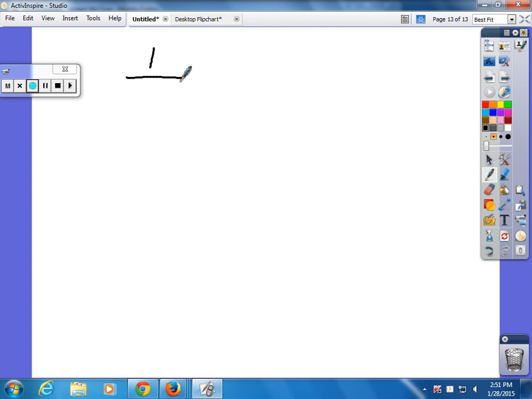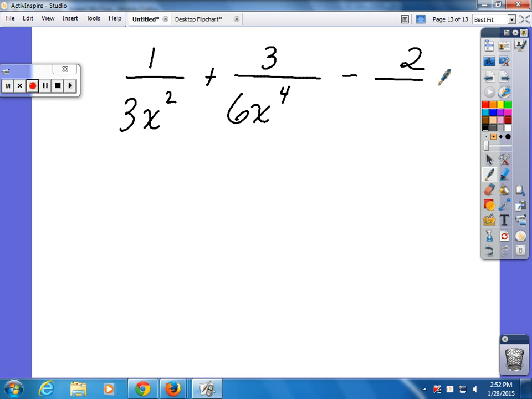Let's go with 1 over 3x to the second plus 3 over 6x to the fourth minus 2 over 5x to the fifth. Okay, now take your time, each one of you, work on it and see what you come up with. If you have to, do your numbers separate.